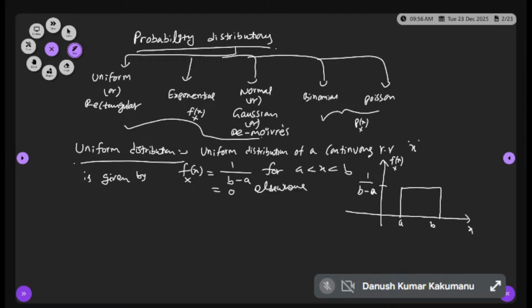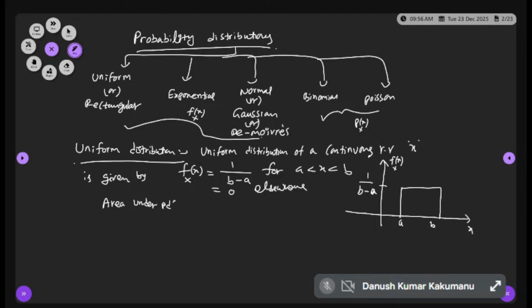And 0 otherwise. Now my question is whether it is correct or not. How to confirm? What is the logic to check whether this PDF is correct or not? Area under the PDF is equal to 1. You check whether it is satisfying or not. The name of this distribution is uniform. Another name is rectangular, because the graph shape is a rectangle.